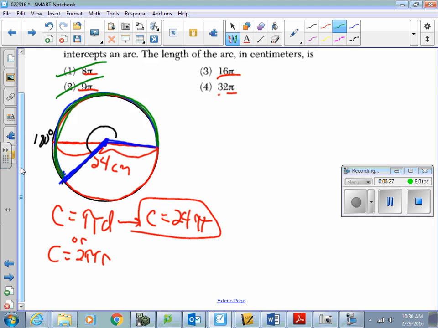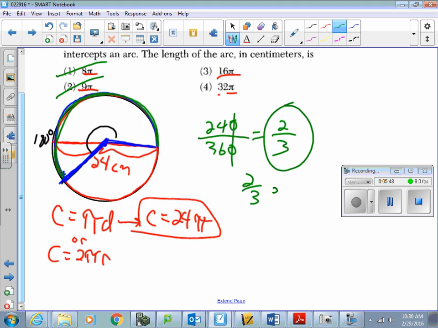But I like to think of it this way. I know it's 240 degrees over 360, which means if I cancel out these zeros, 12 goes into 24 twice, 36 three times. So really that angle takes up 2/3 of the circle. So that means it's going to take up 2/3 of the circumference.